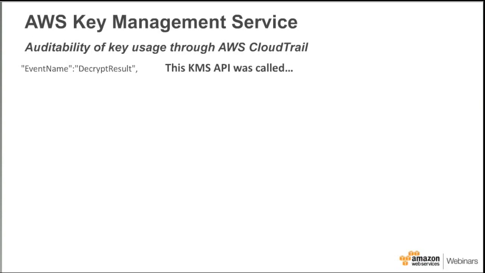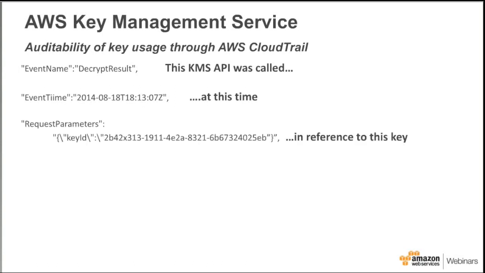So what I've done is I've extracted some relevant lines from a CloudTrail audit log that talks about KMS APIs. In this case, the KMS API decrypt result was handed back to a requesting client at this particular time, in reference to this particular key, so this is the 32-character GUID that represents the key ID, to protect this particular resource.